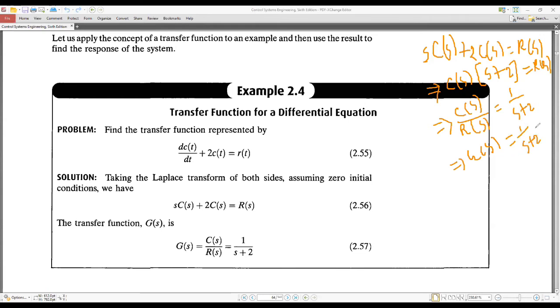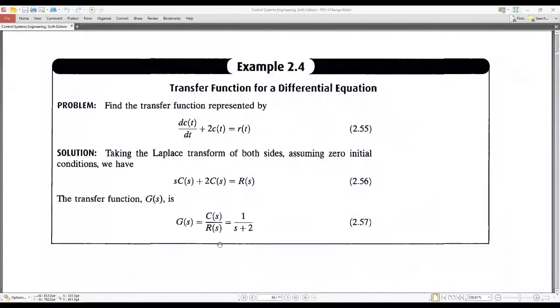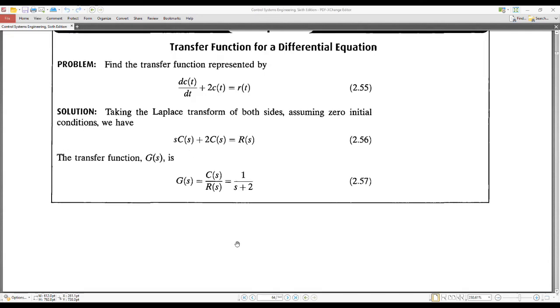So the transfer function G(s) is equal to 1 by s plus 2. That is your answer. See, very simple math. Just take the Laplace transform and find G(s). That is the way to find out the transfer function.